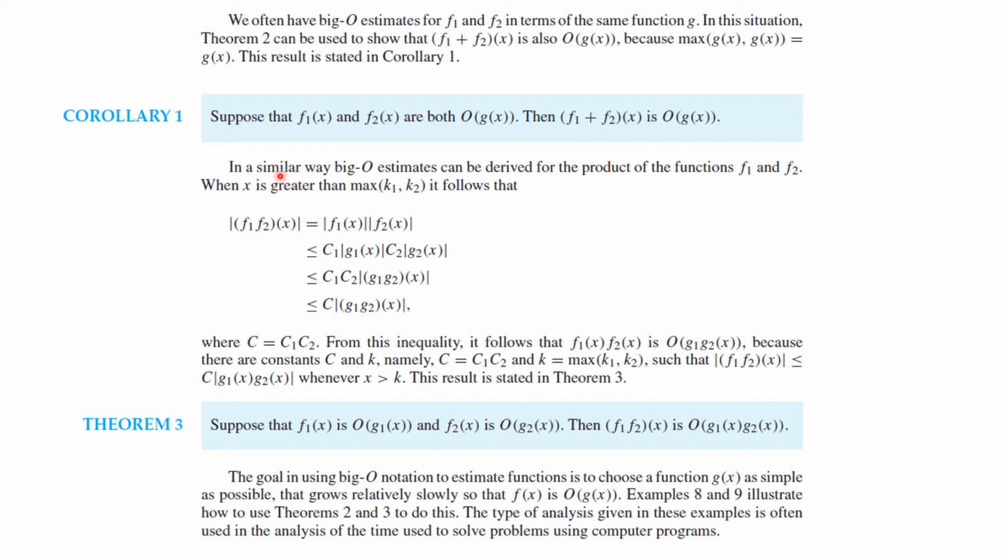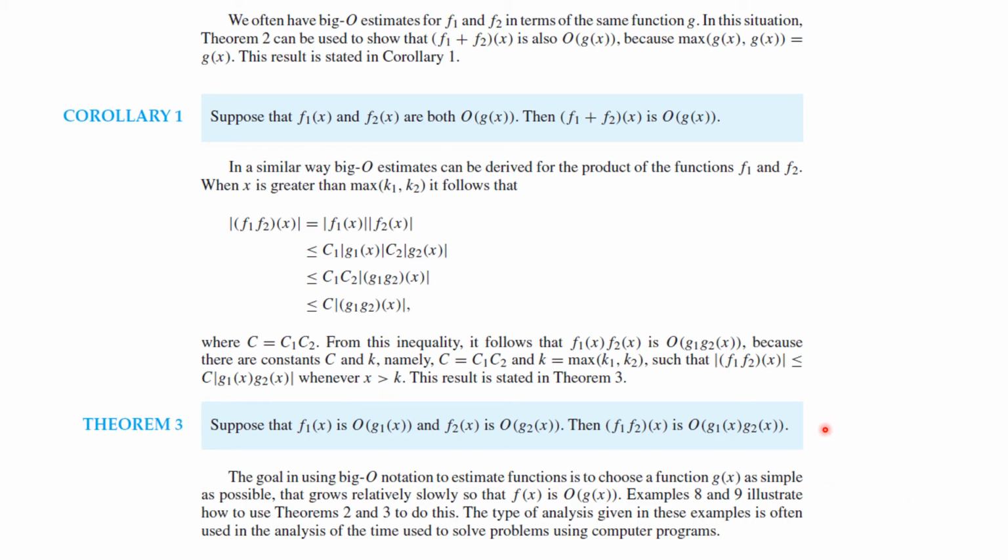In a similar way, big O estimates can be derived for the product of two functions. So the product of two functions is equal to this, less than or equal to this. C1, C2 are put together, and I have this product, and that's less than this. So what this means is that it follows that f1 f2 is big O of g1 g2, because there are constants C and k, namely C is C1 times C2, and k is the maximum value, to make that true, such that this is true whenever x is greater than k.